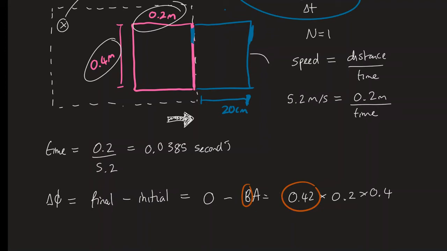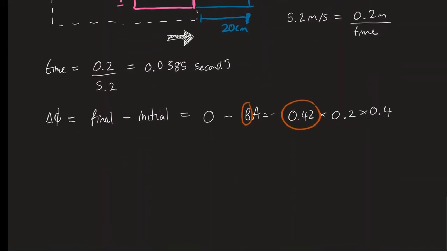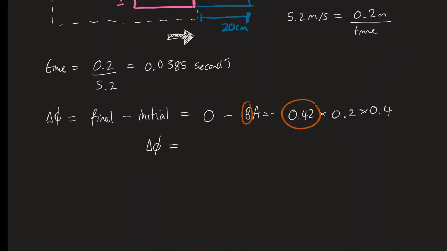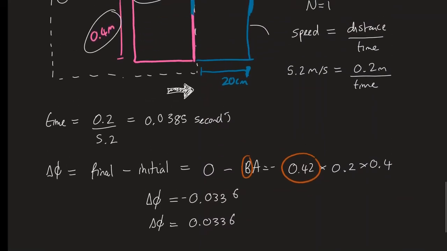Slight mistake, that's negative. And the value is 0.0336. We've got the minus sign there, but we don't really need that. We're not interested in directions here. We're just trying to establish how much the flux changed by, not by whether it really increased or decreased. That doesn't matter to us.